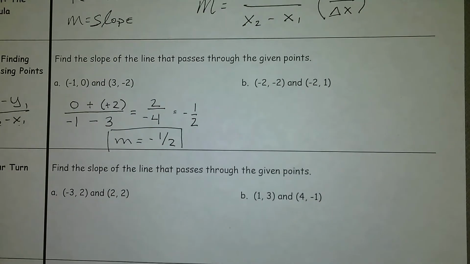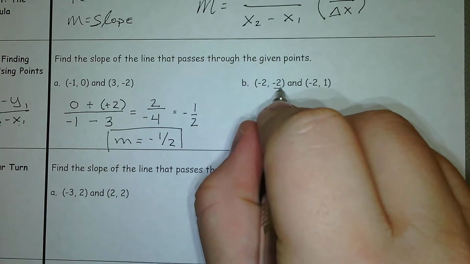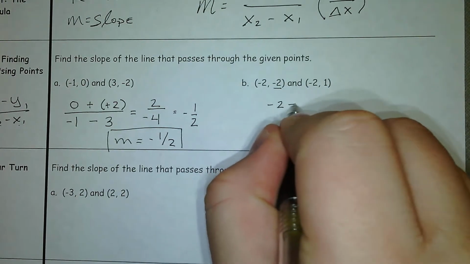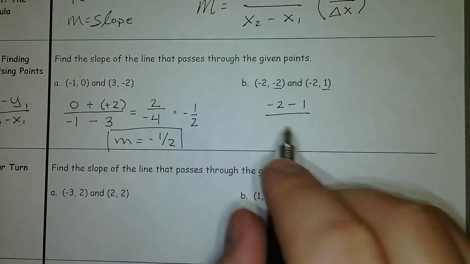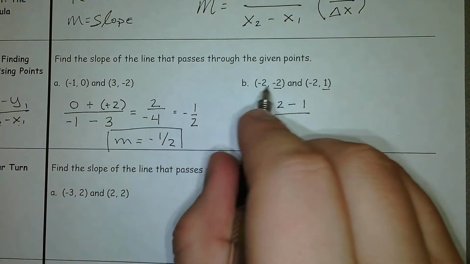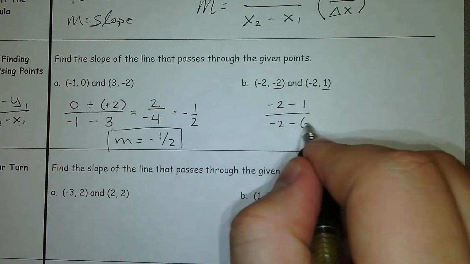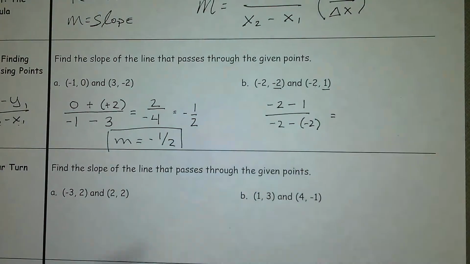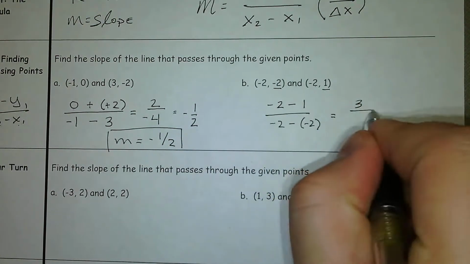Okay, so let's try it with this one. I'm going to go ahead and take one of my y values. So I'm going to take this -2. I'm going to subtract the other y value, which is 1. Put that on top. Whatever x value goes with this -2, well, that's a -2, minus the other x value, which is -2. Okay, so we're going to simplify. -2 minus 1, -3.